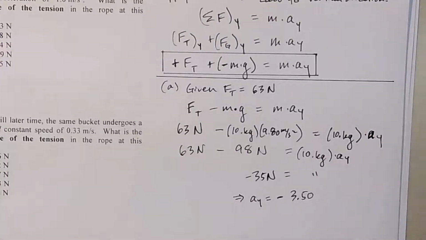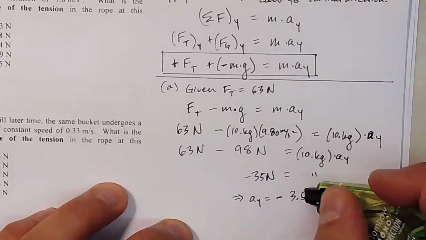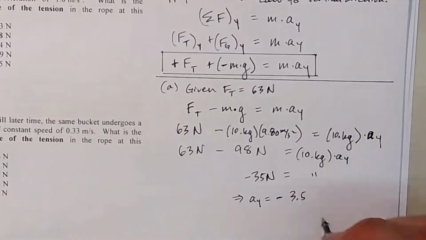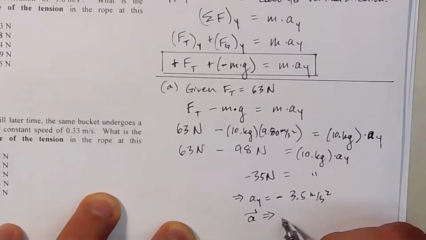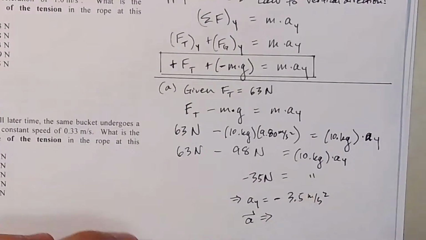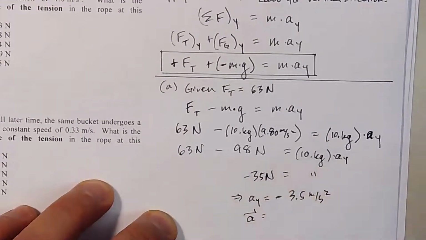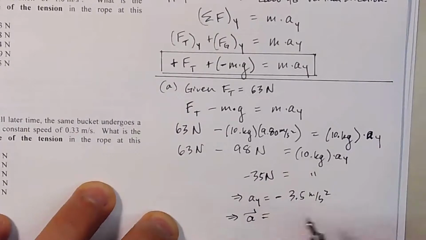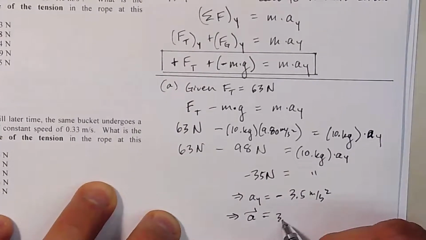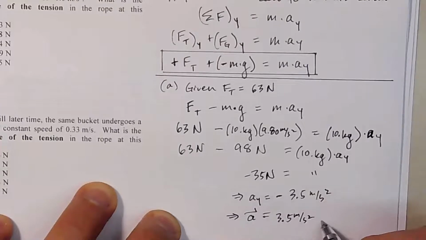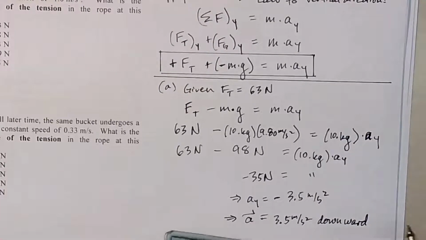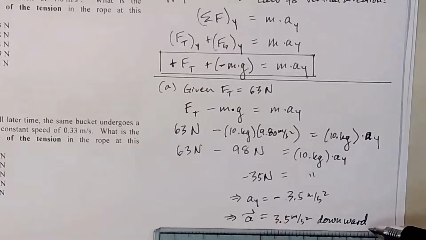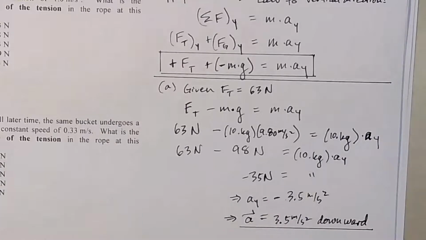Well, I'm sorry, it's only 2 sig figs. So it's okay for the y component to be negative. What does that mean if the y component is negative? That means the acceleration vector as a whole has a magnitude of 3.5 meters per second squared, and the direction is downward. The y component is negative, so therefore the direction of the whole vector is downward, because we know there's no x component.